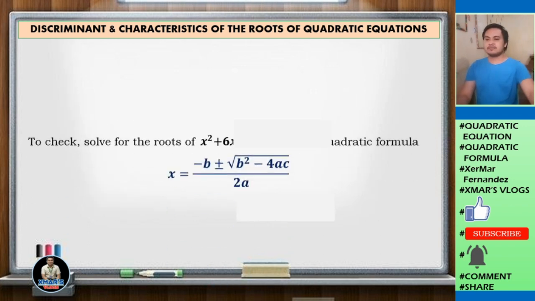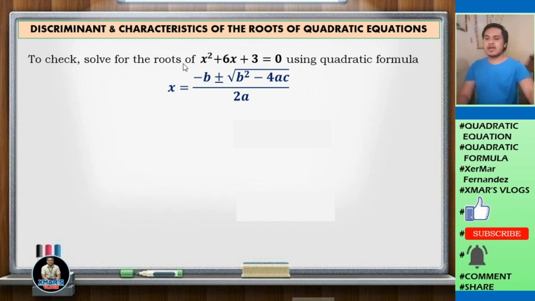So let us check. Let us solve for the roots of x squared plus 6x plus 3 equals 0 using the quadratic formula. Let us substitute the values of a, b, and the discriminant. We have x equals negative 1 times 6, as our value of b is 6, plus or minus the square root of 24, since our discriminant is 24, all over 2 times 1, since our a is 1. And we will simplify. 24 is not a perfect square, but we can simplify this by looking for factors, wherein one of its factors is a perfect square, and the factors are 4 and 6.